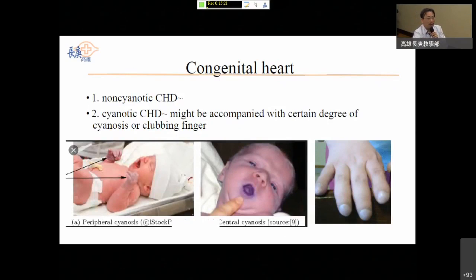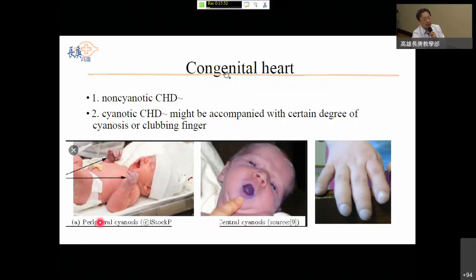What I mean by central cyanosis is that, as we can see from the picture down here, this baby presents with a central cyanosis, which means the central part, for example the perioral area, as everybody can see, looks a little bit purple, a bluish discoloration, right? As compared to other skin color.